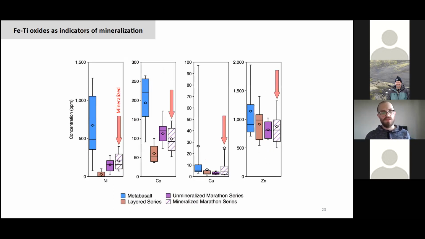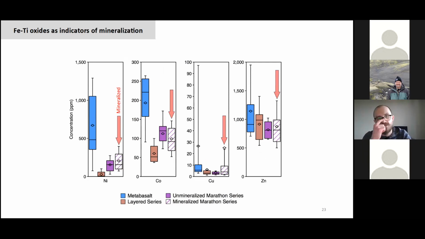So now that we have used iron titanium oxides as a petrogenetic indicator, or a way to understand the petrogenesis of the Eastern Gabbro, we're now going to shift on to whether or not we can use their chemistry as a way to identify barren and mineralized rock.